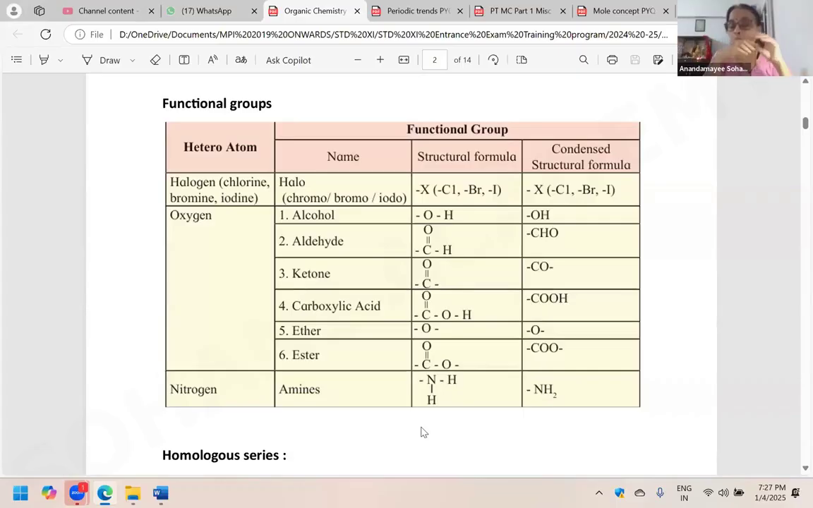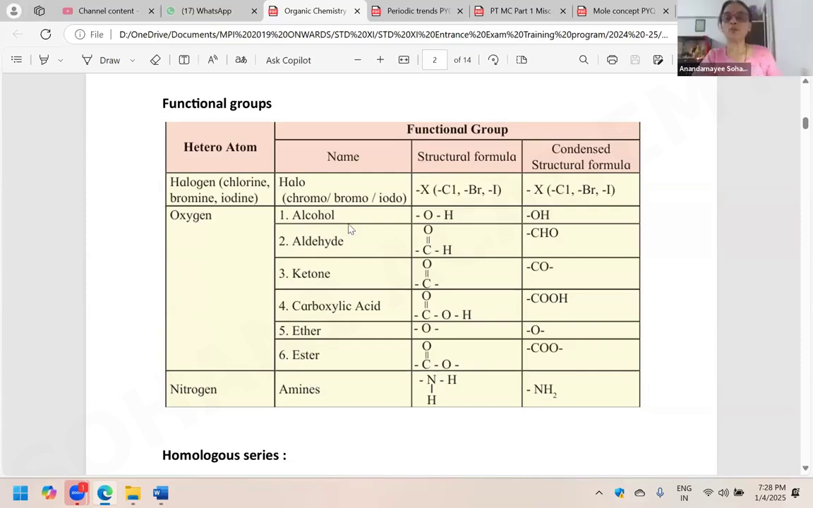You should be able to connect those two dots in your exam time. That is the kind of efficiency you need to develop to appear for MPI JEE Entrance. Okay. Now coming to the functional groups.